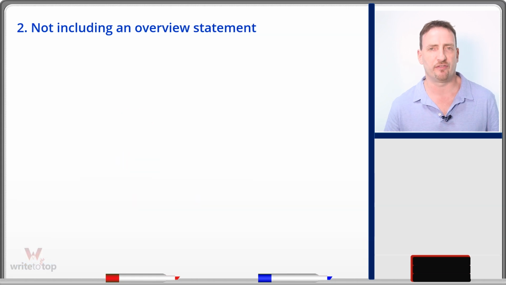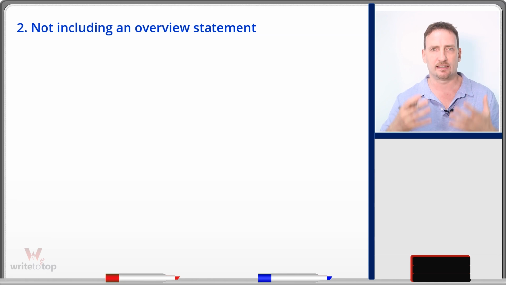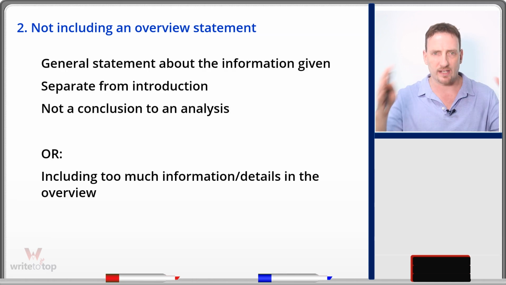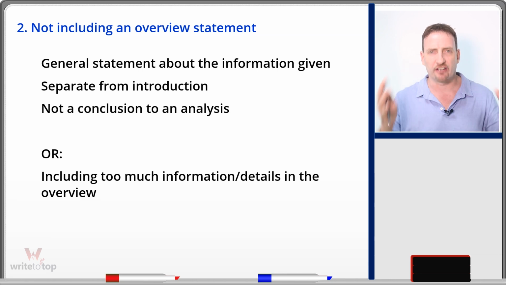Now, this is a very, very important thing in the summary, and a lot of people miss this, and it will cost you a lot of points if you don't have this: an overview statement. An overview statement essentially tells the reader what the main idea is, what is generally happening in the infographic. It doesn't matter if you're looking at a line graph, a bar graph, a table, a pie chart, a diagram, a map, etc. What is the general idea?